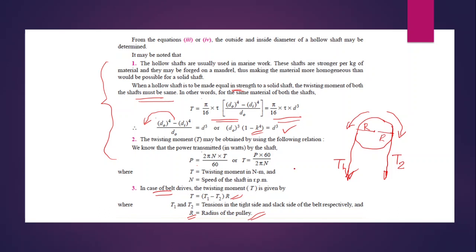In the case of belt drives, the twisting moment T is given by T is equal to (T1 minus T2) into R. Referring to this figure, this is the pulley. The pulley is subjected to a tension in this direction, equal to T1, the tension in the tight side, and on the other side a tension T2, the tension in the slack side. Due to T1, the pulley has a tendency to rotate in the anti-clockwise direction, and due to T2, it has a tendency to rotate in the clockwise direction. Then the overall twisting moment T is equal to (T1 minus T2) into R, where R is the radius of the pulley, and T1 and T2 are the tensions in the tight side and slack side of the belt respectively.